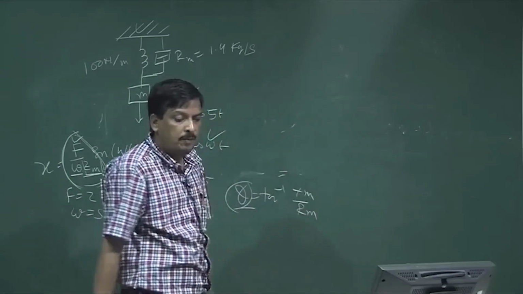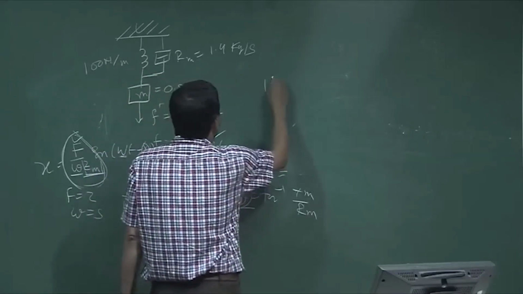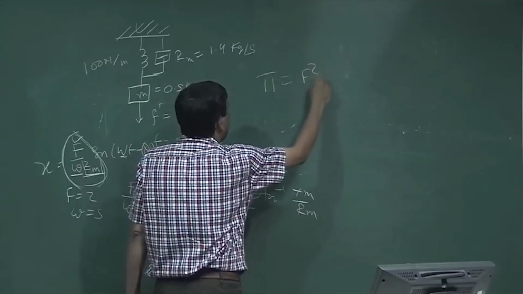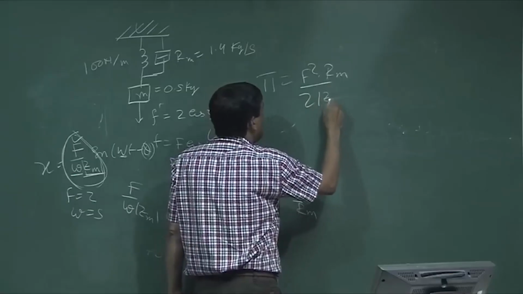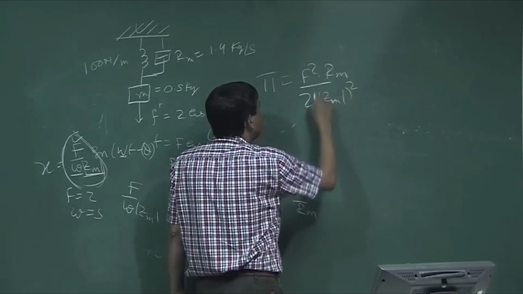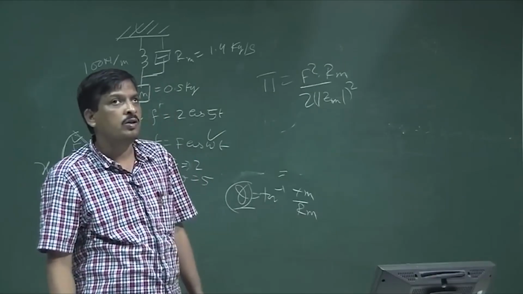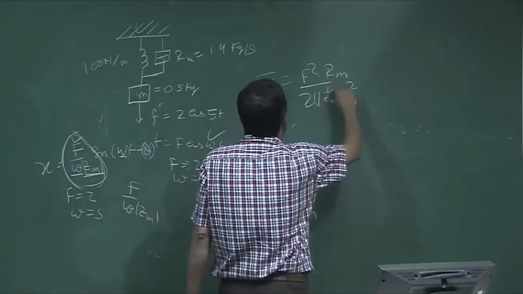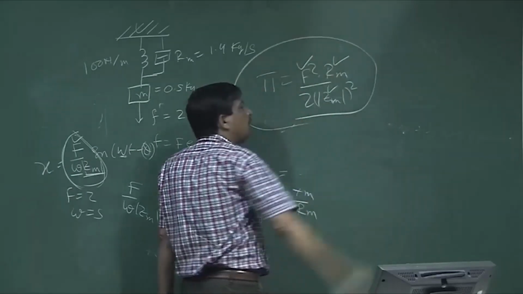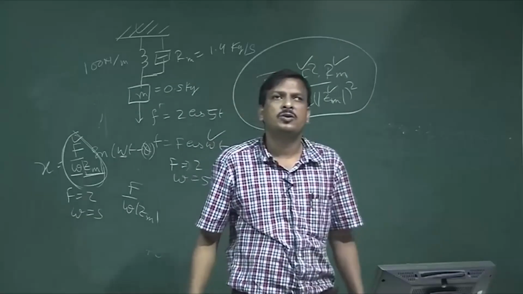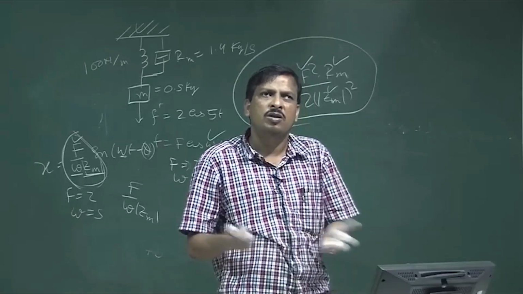Then I can calculate the power dissipation. What is the power equation? The average power is F squared into Rm by 2 mod Zm squared. You know the value of mod Zm, Rm, and F, so you can calculate the average power dissipation. I can easily calculate everything. So this problem is solved.